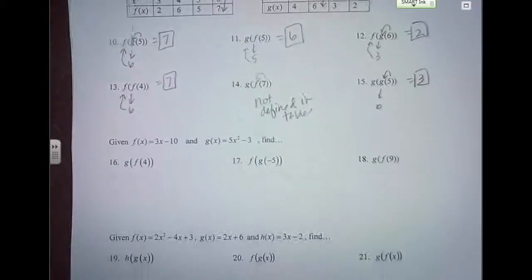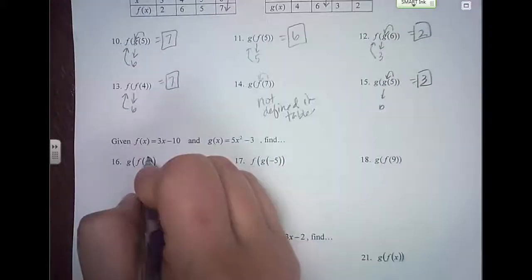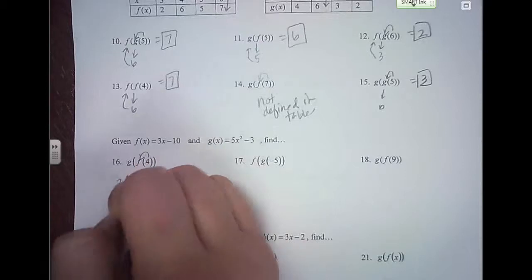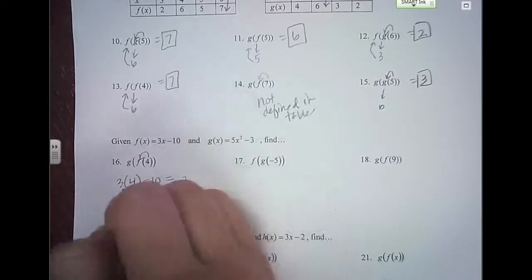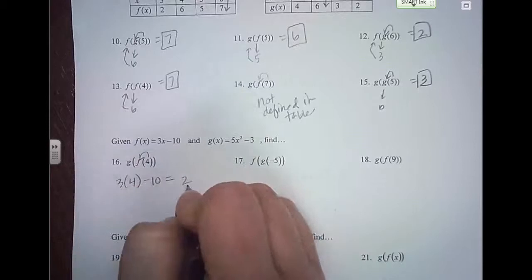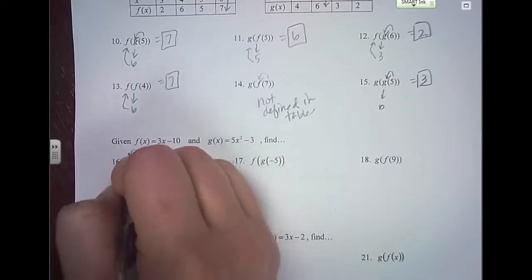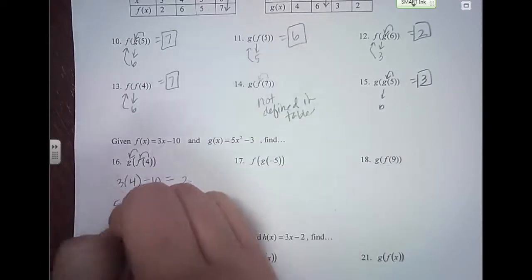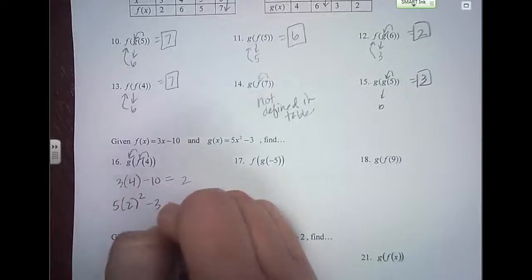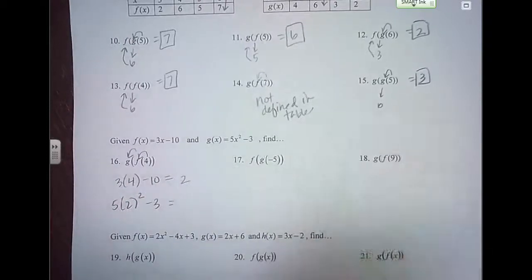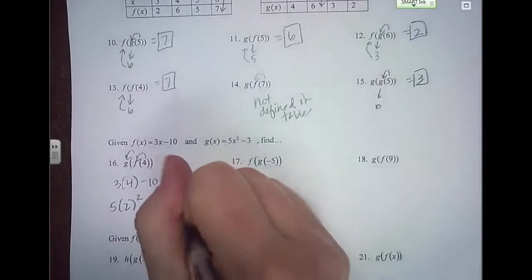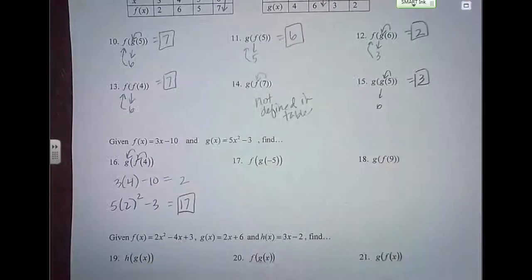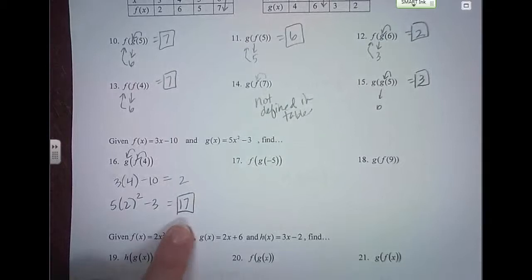Number 16. Okay, so we're going to take 4 and put it into f. So when I put 4 into f, I get 2. 12 minus 10 is 2. So then I'm going to take 2 and put that into the g equation. So 5 times 2 squared minus 3 is 17. Okay, so I just get that one answer. I don't get 2 answers, this is my final answer.